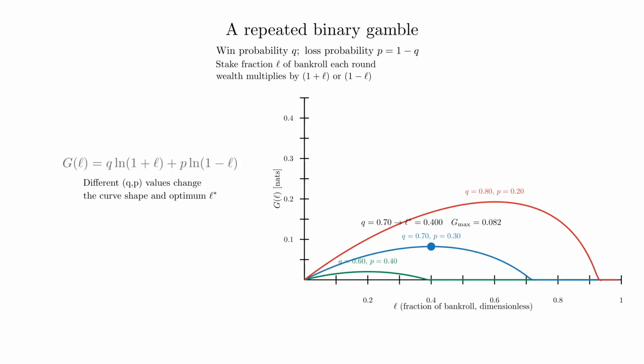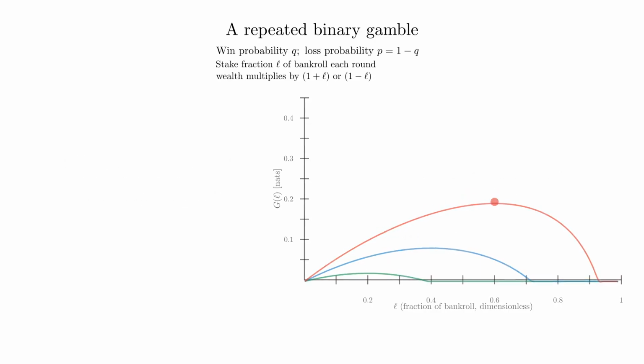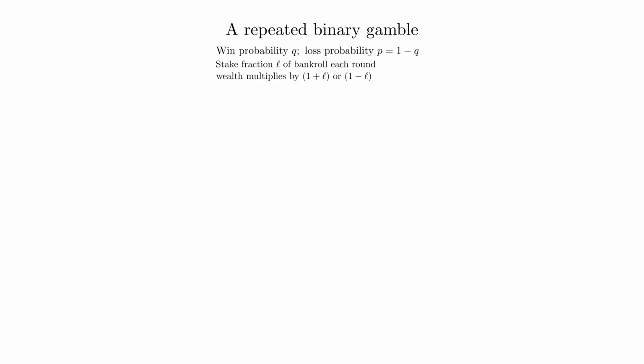For a fair binary signal, the closed form Kelly solution is simple. L equals 2Q minus 1, clipped at 0. You would only ever bet when Q is greater than 0.5.